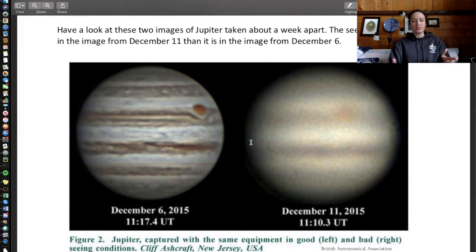So this is an example of what different values of seeing would do to something that we're observing. So this is just an observation of Jupiter taken with the same telescope, with the same equipment, with really good seeing on the left-hand side and really bad seeing on the right-hand side. So you can see that for planets, seeing just kind of blurs everything together. But you'll see something different for stars.